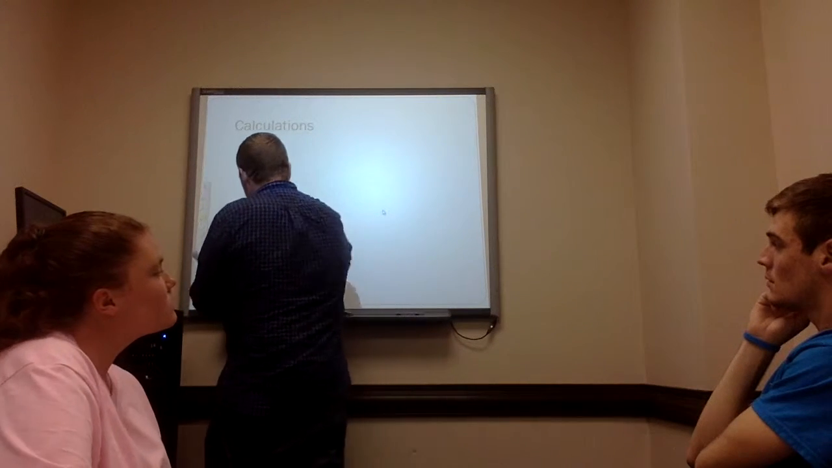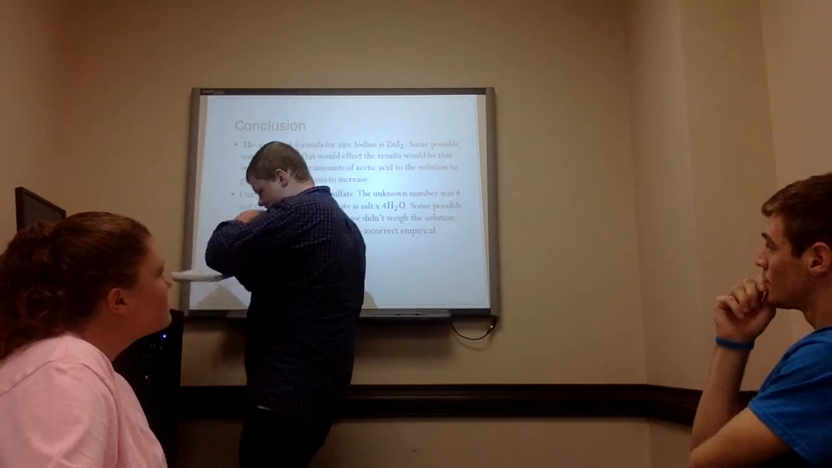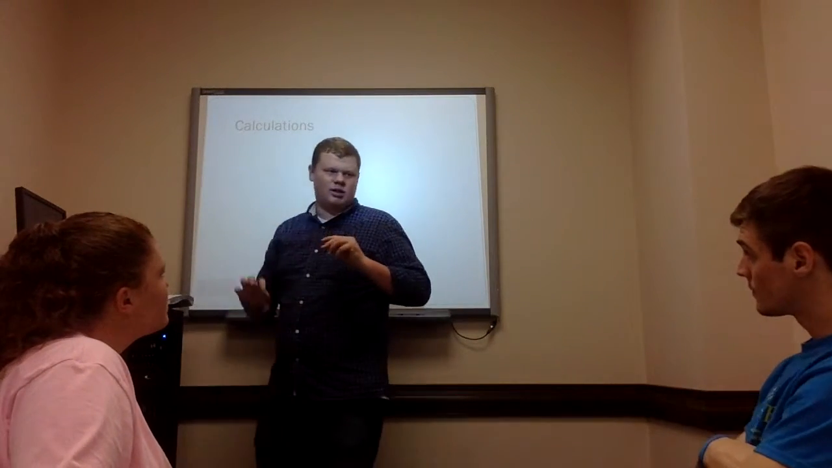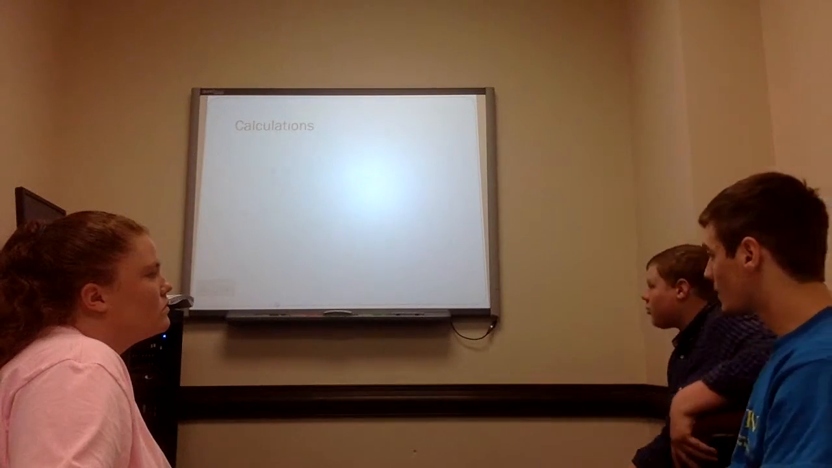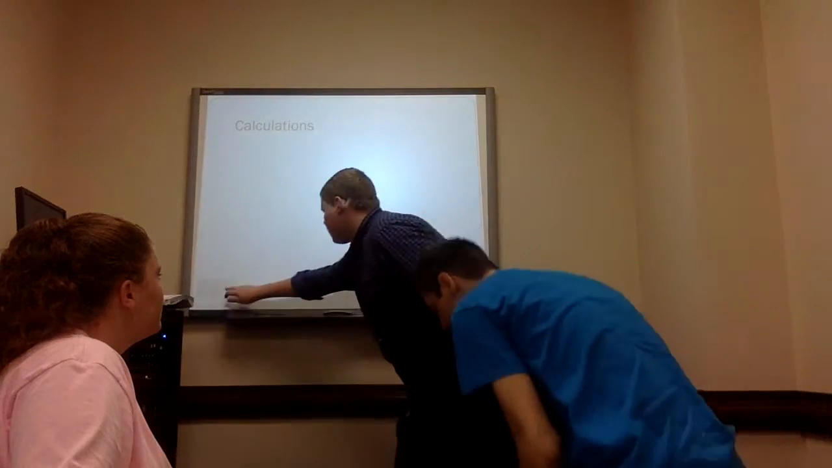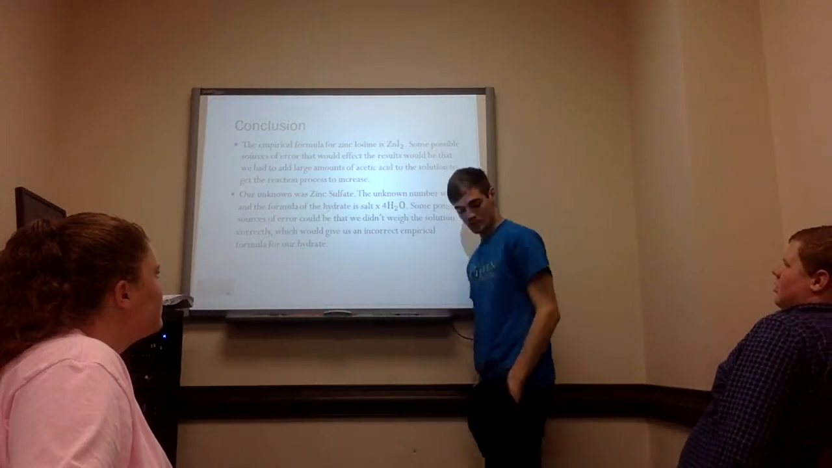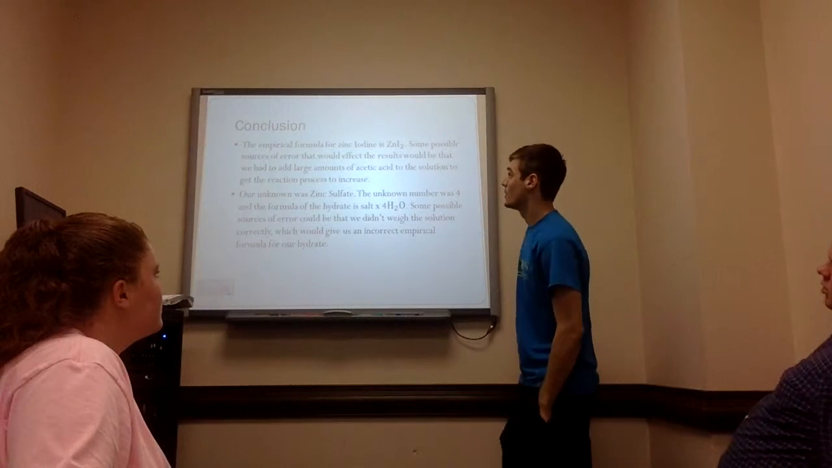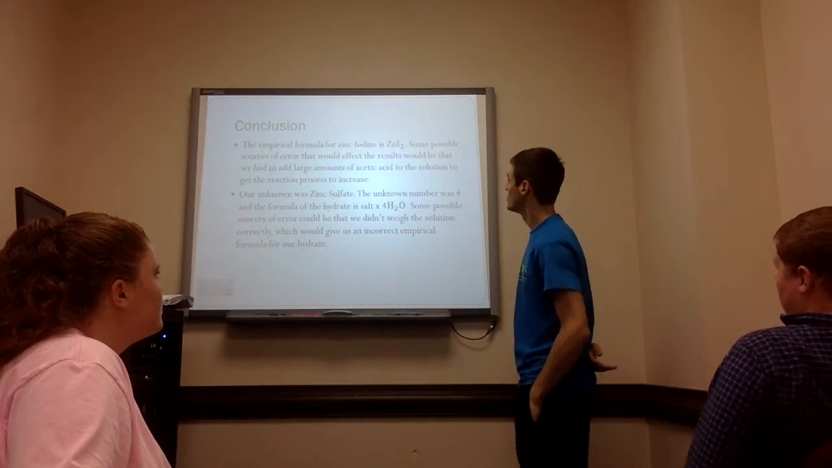And now conclusion. Could you read us our conclusion? Then we'll just briefly discuss it. Okay, so the empirical formula of zinc iodide is ZnI2.